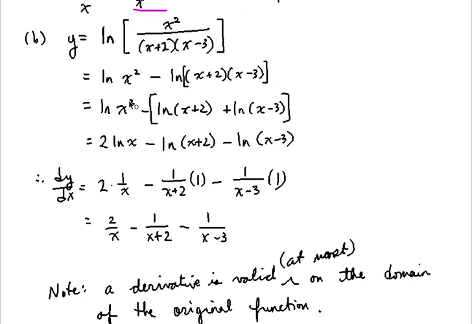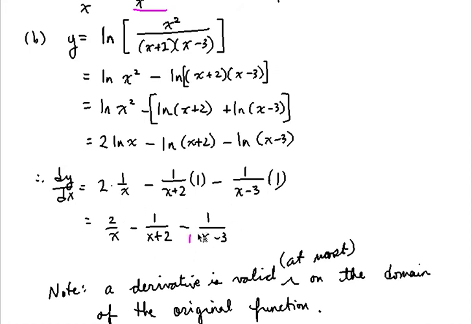The 2, the power on the x squared, goes down to the front, and so I end up with 2 ln of x minus ln of x plus 2 minus ln of x minus 3. And now it's a lot easier to derive, isn't it? So I take the derivative of this and this and this. Since this is just a 1x, that becomes a nice just 1. The derivative of that becomes 1. Same thing here, and then I end up with my final answer here.